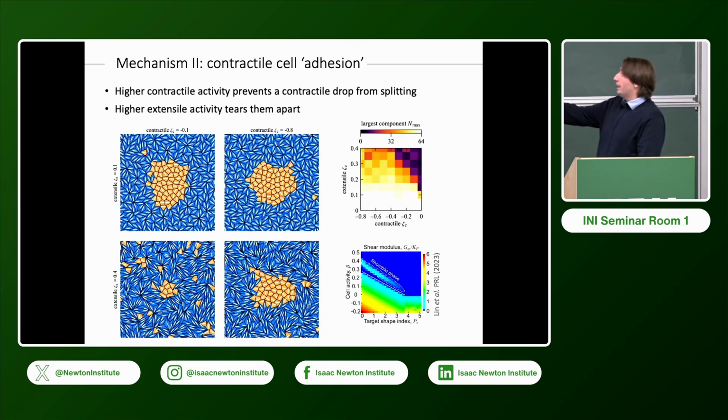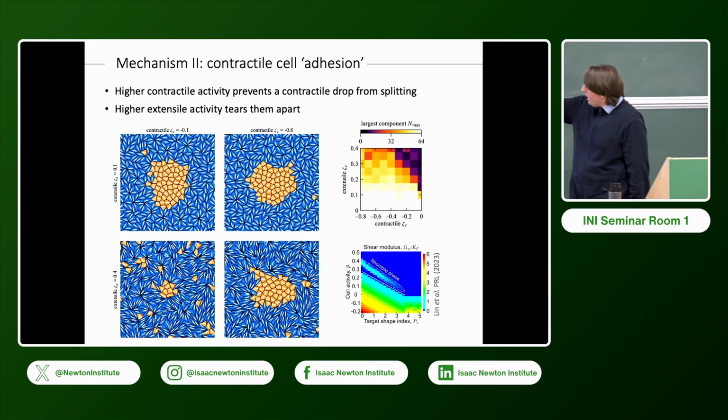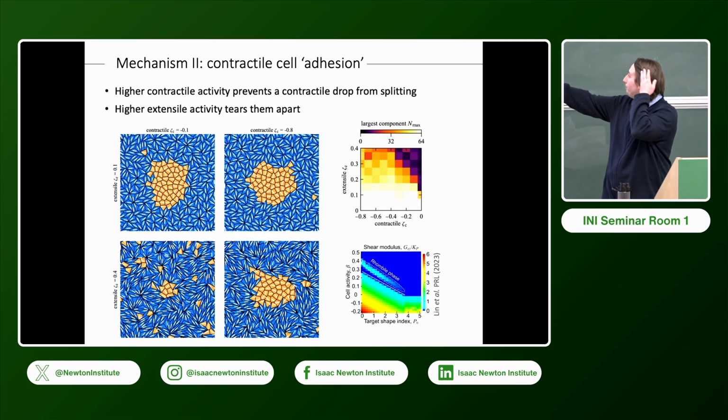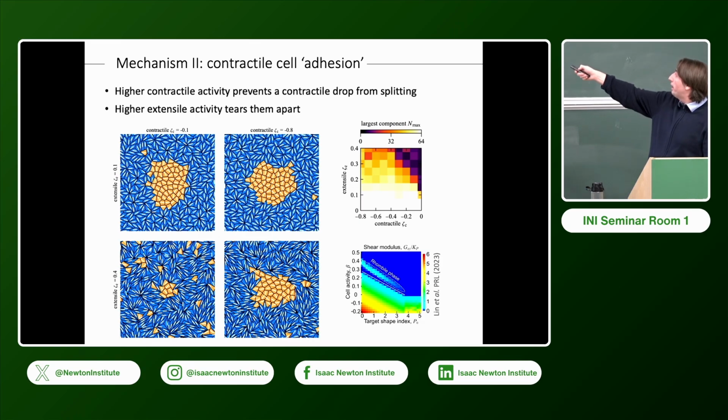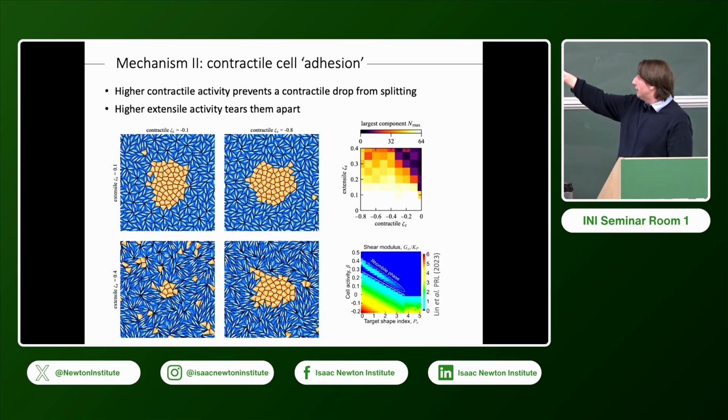So doing this in a slightly more measured way, here we have the largest component of the droplet for two extensile and two contractile activities. And this plots the averaged-out largest component for contractile and extensile activities. And what you see is that at high contractile activities, it holds together much better than at low ones.